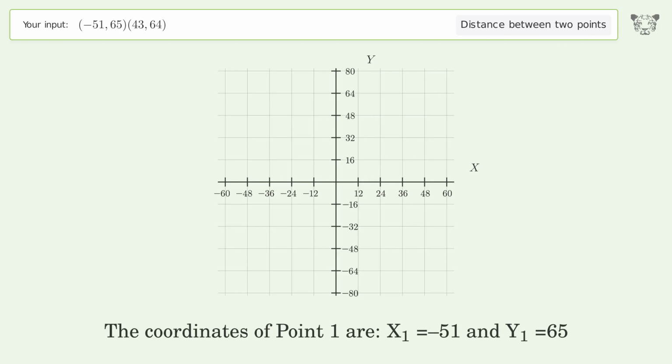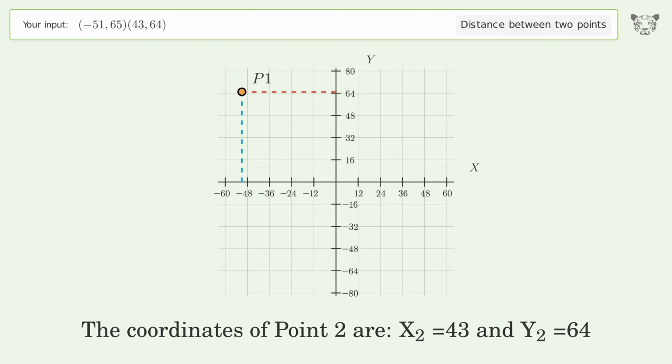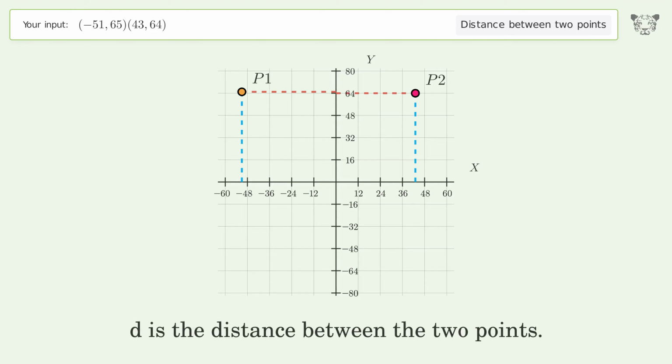The coordinates of point 1 are x1 equals -51 and y1 equals 65. The coordinates of point 2 are x2 equals 43 and y2 equals 64. D is the distance between the 2 points.